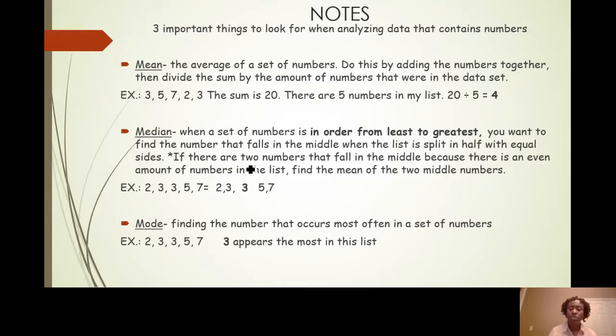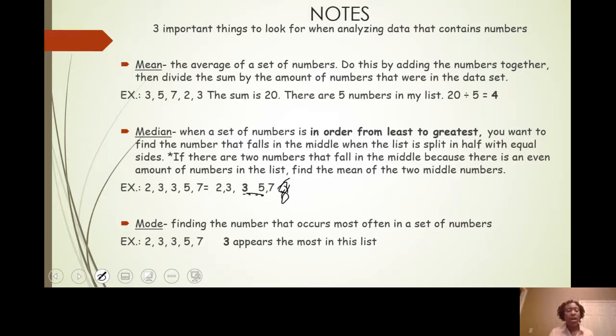If there are 2 numbers that fall in the middle because your list may have an even amount of numbers in it, all you have to do is find the mean of the 2 middle numbers. So let's say if I had an 8 here at the end. Let's say I had an 8. And so now 3 and 5 would be my numbers in the middle. So 5, 6, 7, 8. And then 8 divided by 2 is 4. So my answer would be 4.